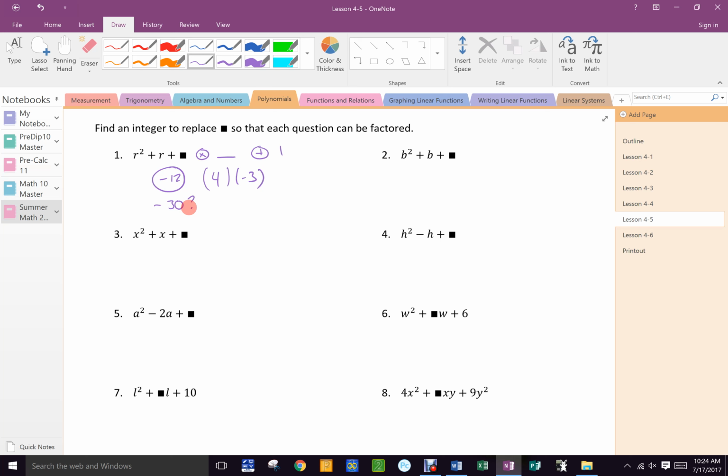Could I put negative 56 there? Yes. Why? Because 8 and 7. Could I put negative 110 there? Yeah. Why? 11 and 10. Everybody with me?